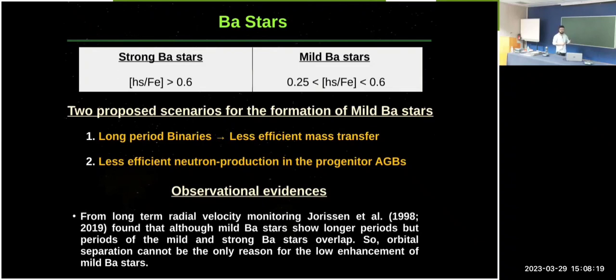There are two proposed scenarios for the mild enhancement in the mild barium stars. One is long-period binaries. That means if the binary system is a long-period binary, the separation is more, so mass transfer efficiency is less, and that's how the star has got fewer s-process elements. The second one is less efficient neutron production in the progenitor AGBs. The first scenario was rejected recently by Jorissen et al. 2019. They found that there is no correlation between enhancement of s-process elements and the orbital separation. So for both mild and strong barium stars, the orbital periods overlap.